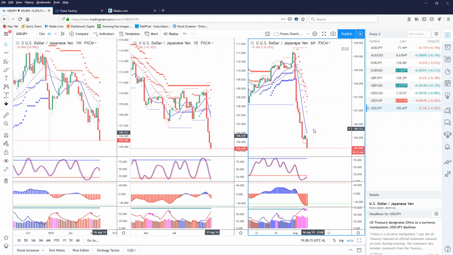Am I interested in taking a short position? No, because just as soon as you go short, they're going to let it retrace. So I'll sit on the sideline and I'll wait for my setup.